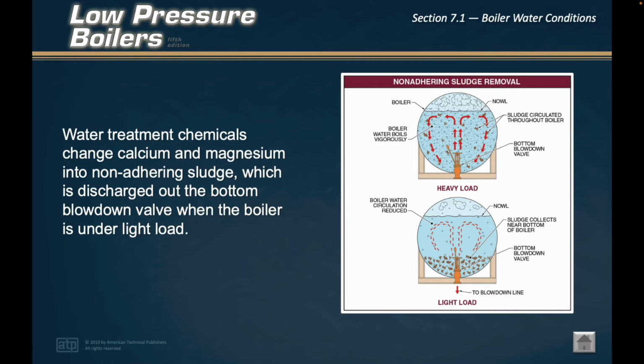Scale is prevented by adding chemicals to the feedwater. The chemicals change calcium and magnesium into a non-adhering sludge to prevent scale buildup. Removal of this non-adhering sludge is best accomplished when a boiler is under a light load. Under a light load, the non-adhering sludge is kept suspended in the boiler water and does not settle out on the boiler surfaces. The non-adhering sludge will collect near the bottom of the boiler and can be easily discharged out of the bottom blowdown valve.